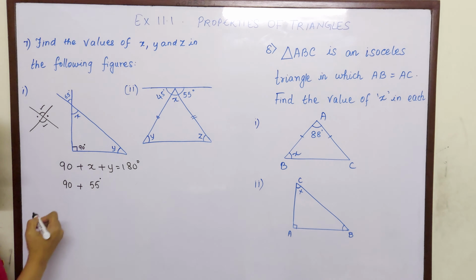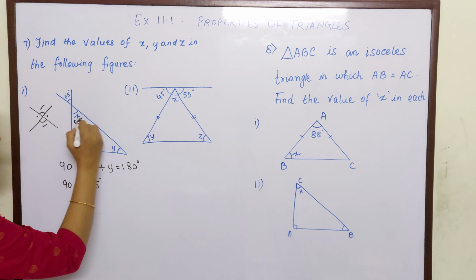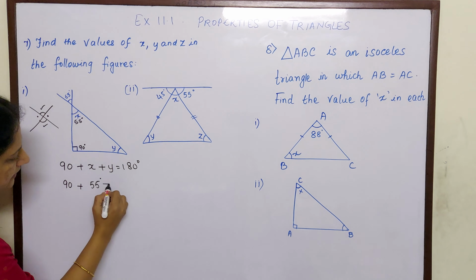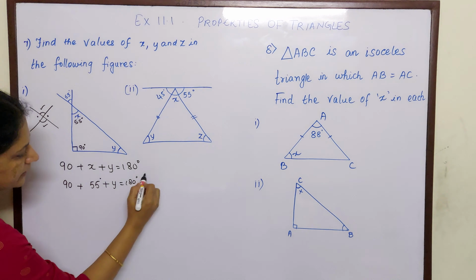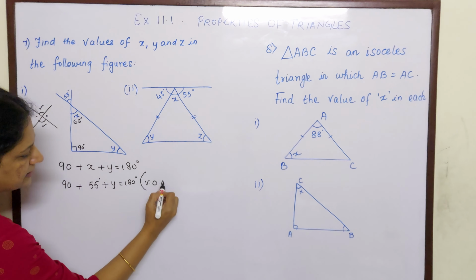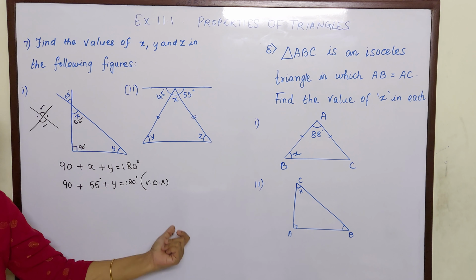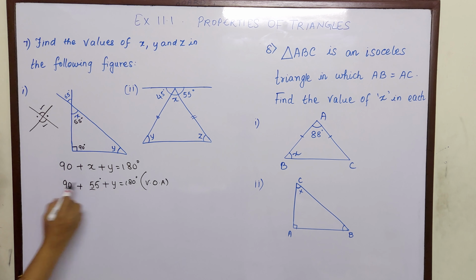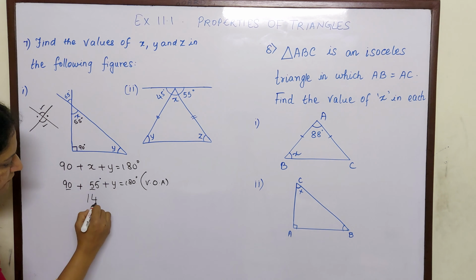So here instead of x I will write 55 because x is vertically opposite to 55 degree, plus y is equal to 180. You have to write in full form, vertically opposite angles. Now if I add 90 plus 55, I get 145 plus y is equal to 180. So keeping y here, 180 minus 145. So 10 minus 5 is 5, 7 minus 4 is 3 and so y is 35 degree. So we have got the value of x and y. Let us move to the next sum.